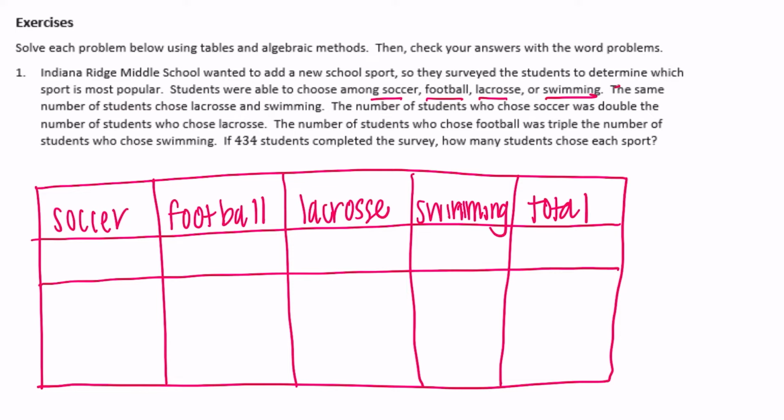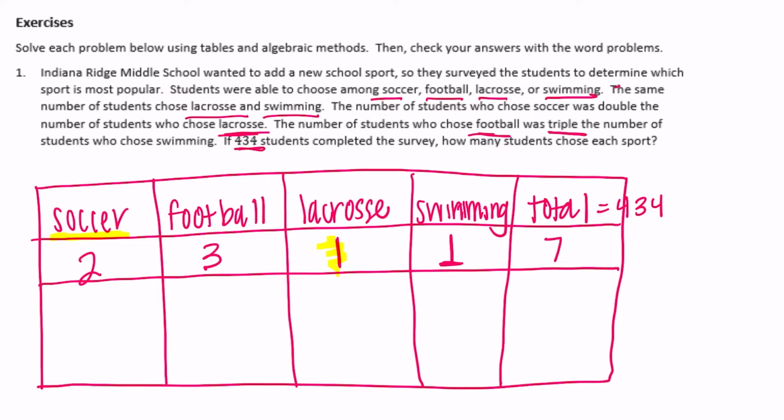Okay, we know that it says the same number of students chose lacrosse and swimming. So lacrosse and swimming tied, so each one gets 1. The number of students who chose soccer was double lacrosse. So what's double of 1? That would be 2. And football was triple swimming right here, so triple of 1 would be 3. Taking all of those parts together, we would have 2 plus 3 is 5, plus 1 is 6, plus 1 is 7. And we also know the total is equal to 434.